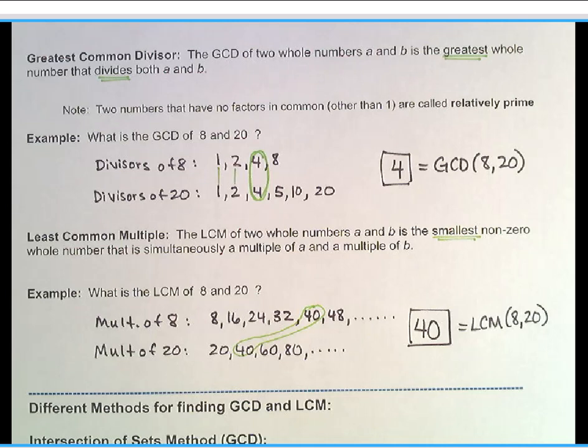So that's just the definitions of GCD and LCM. And so the rest of the section is going to be a bunch of different ways that you can find GCD and LCM for two different numbers.